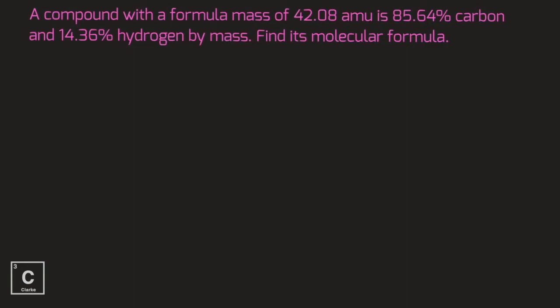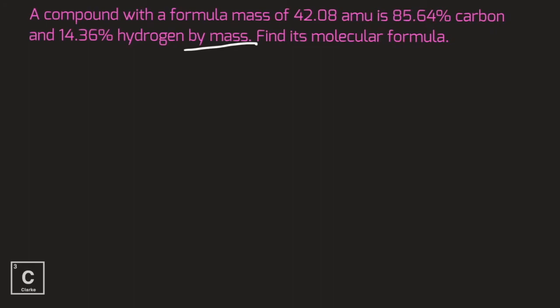Let's do the next one. A compound with a formula mass of 42.08 atomic mass units is 84.64% carbon and 14.36% hydrogen by mass. Find its molecular formula. Y'all, I'm going to stop for just a tiny second. I know in my class when I teach this, anytime my students see this phrase, by mass, it freaks them out for some reason. It doesn't mean anything. That's what percent composition is. It's finding the percent of composition based on its mass. It's almost like just a complete sentence. If it bothers you, ignore it because it's meaningless.